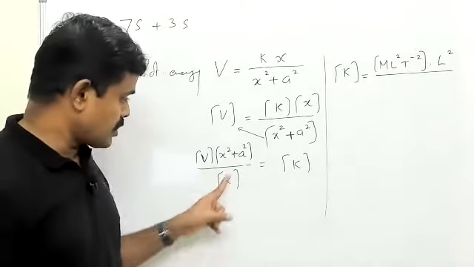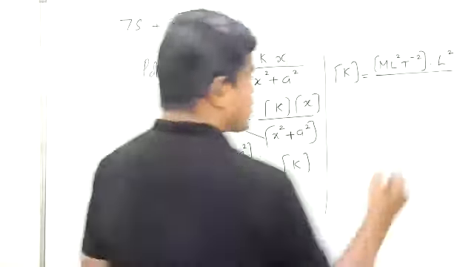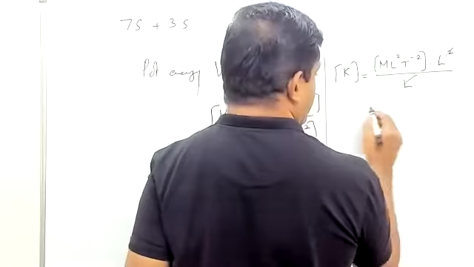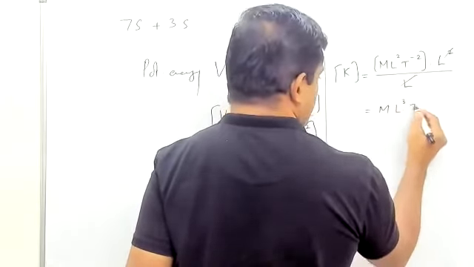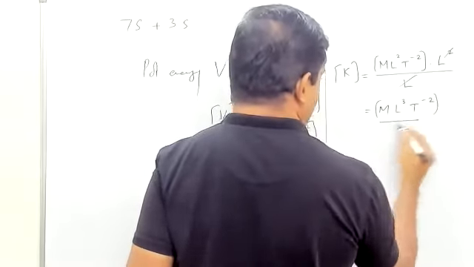Understood? L square divided by X is what? X is L. So let us cut L and L. What do we get now? M, L square and L. L cube T raised to minus 2. These are the dimensions of K.